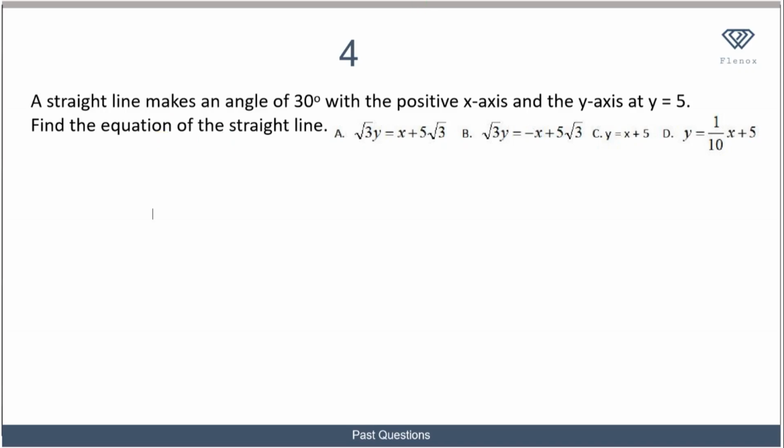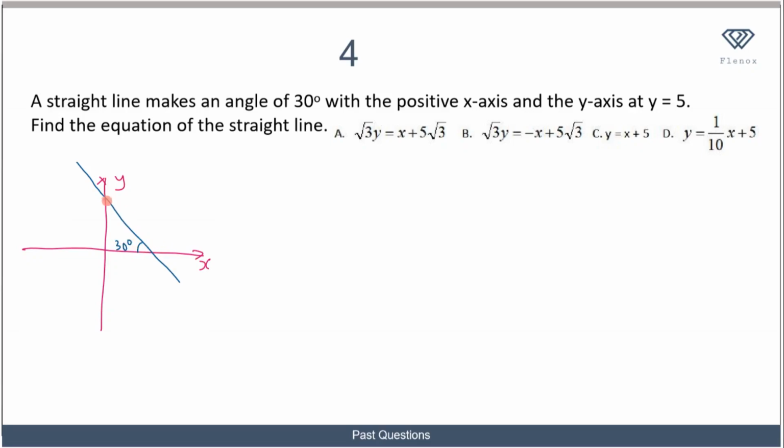So I'll just quickly try to draw a sketch. So we have the x and y axis like this. We have the x-axis and the y-axis. Now you have a straight line that passes through y is equal to 5. So the line passes through point y, and it passes through the positive axis of x, and the angle there is what?